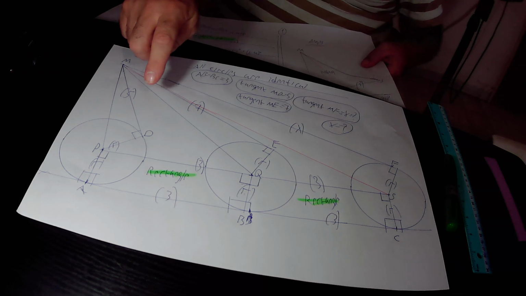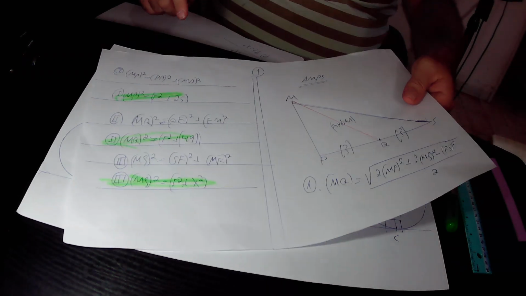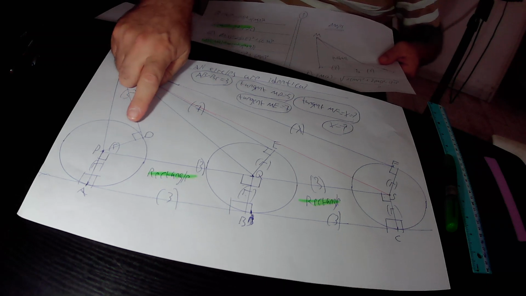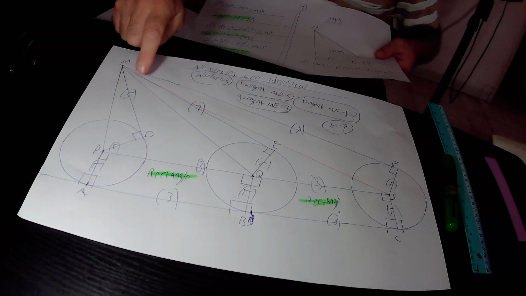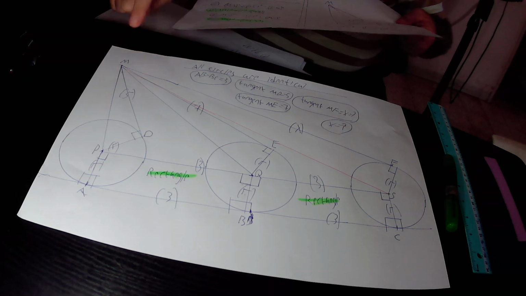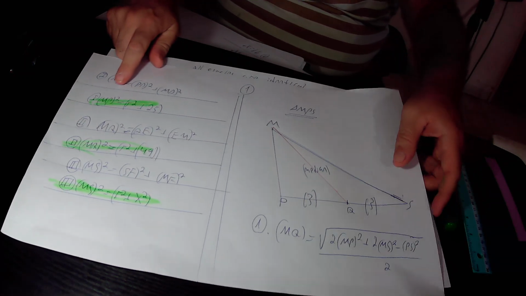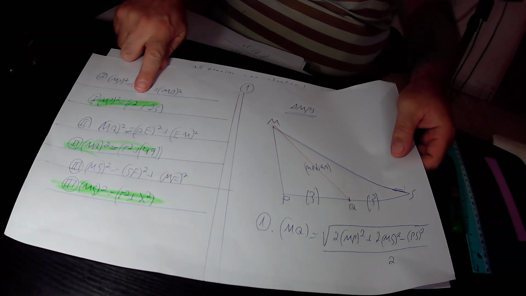MP is the missing side, so MP squared equals PD squared. PD is R, therefore PD squared is R squared plus MD squared. MD is 5, therefore MD squared is 5 squared, that is 25. So in total, according to equation 1, we have found that MP squared equals R squared plus 25.